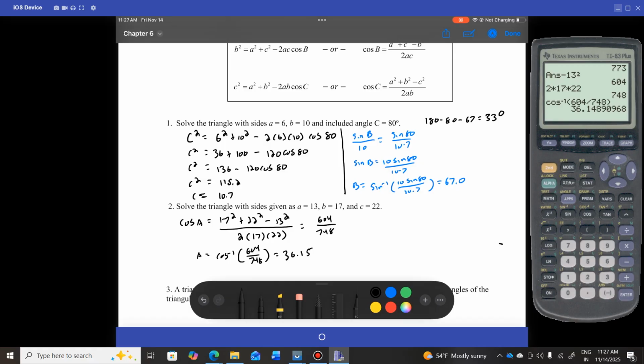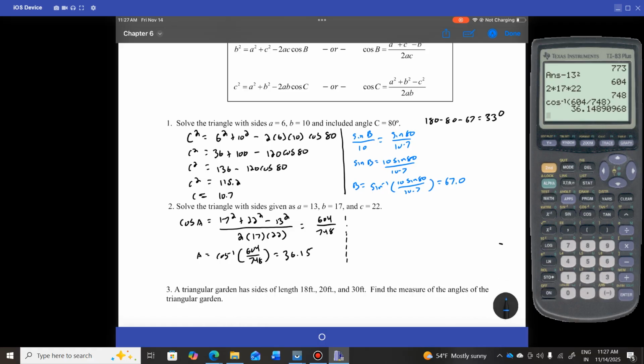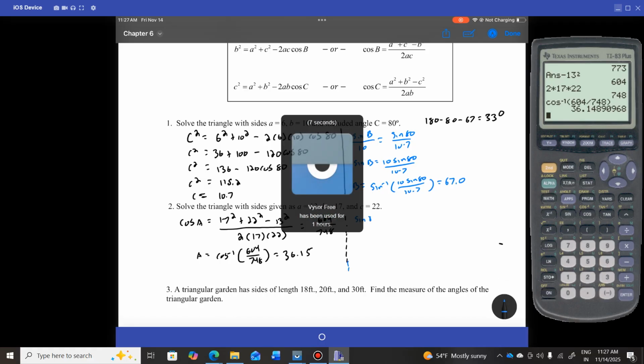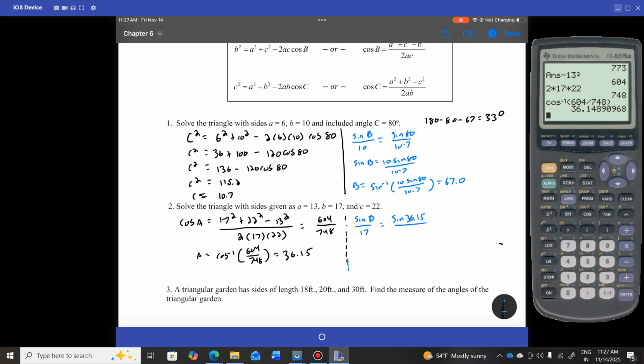Now that we have an angle, we can find our next angle. So sine B over 17 equals sine of 36.15 over side A, which is 13. So B is going to be inverse sine of 17 sine 36.15 over 13.